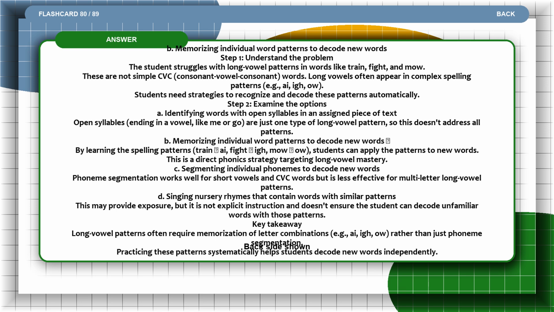Phoneme segmentation works well for short vowels and CVC words, but is less effective for multi-letter long vowel patterns. D. Singing nursery rhymes that contain words with similar patterns. This may provide exposure, but it is not explicit instruction and doesn't ensure the student can decode unfamiliar words with those patterns. Key takeaway: long vowel patterns often require memorization of letter combinations, for example AI, ig, o, rather than just phoneme segmentation. Practicing these patterns systematically helps students decode new words independently.